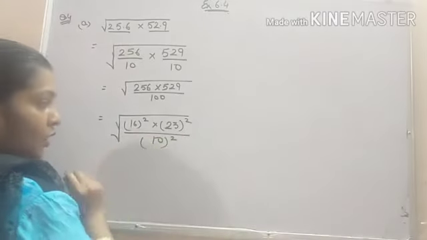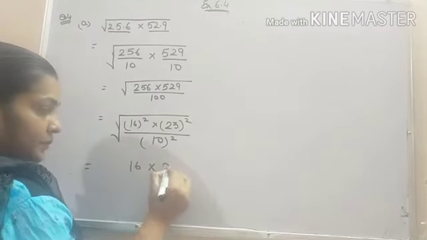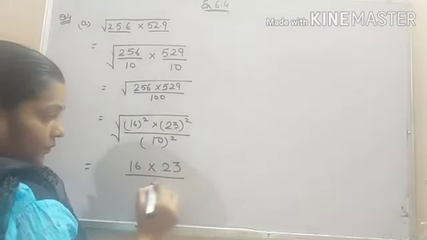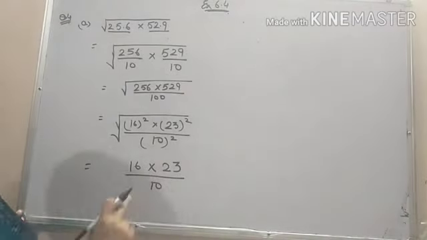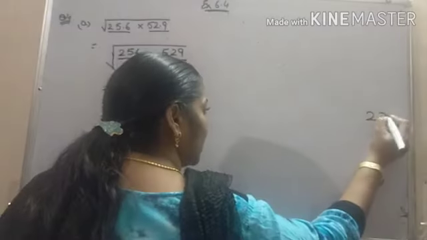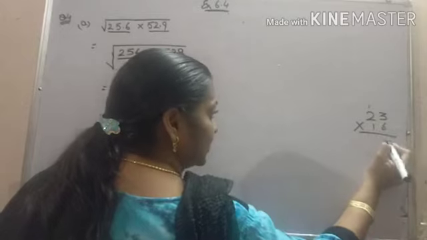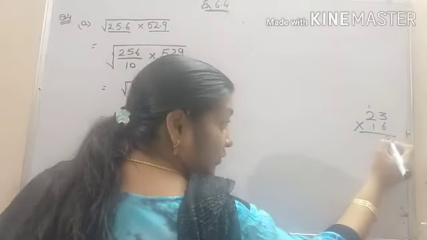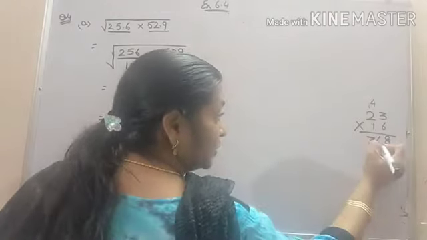100 is the square of 10. So you can take out these numbers and find your solution. Multiply 16 and 23. What will be the product of 16 and 23? 16 3s are 48, 4 carry, 16 2s are 32 plus 4, 36.